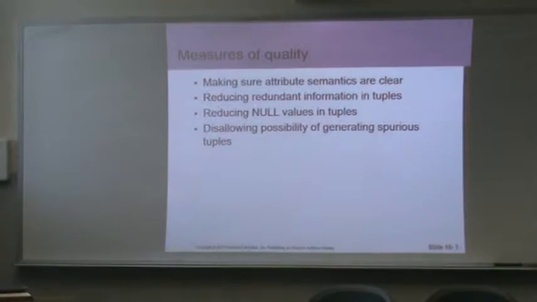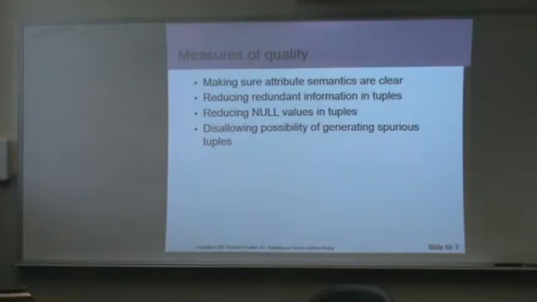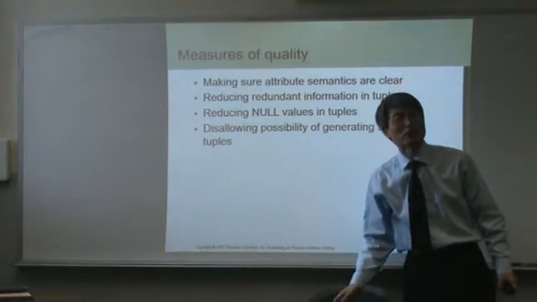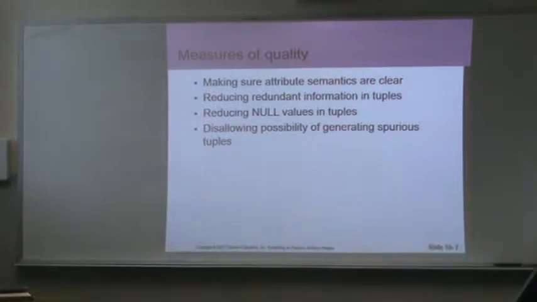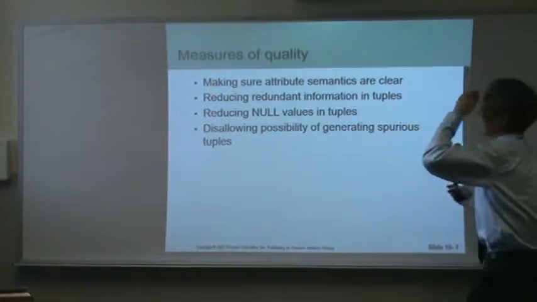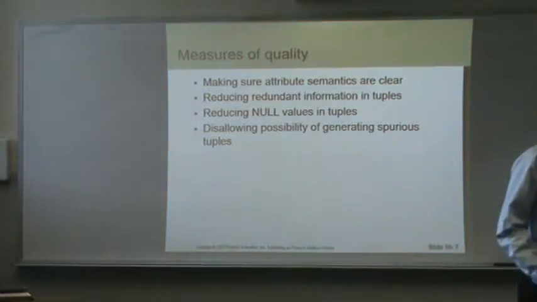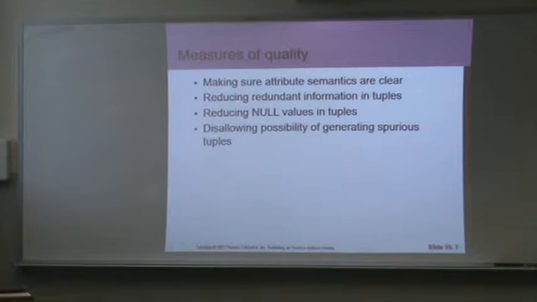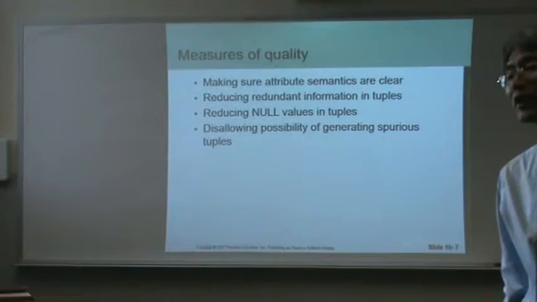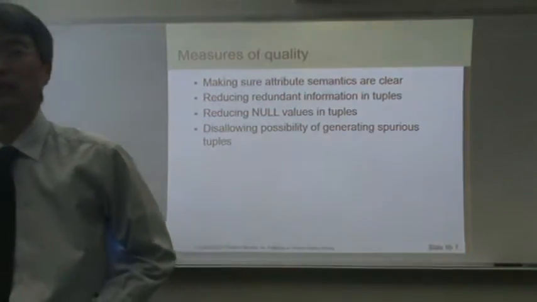Also, as I emphasize a lot, redundant information should be reduced. But frankly speaking, a redundancy-free database is not possible. Usually there exists some redundant information, semantically or structurally. But we'd like to reduce such redundant information as much as possible. Also, reducing null values. What is a null? Null is another characteristic of the relational database model. What is the null?